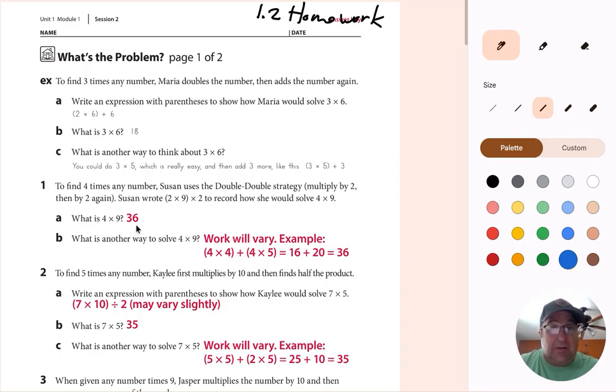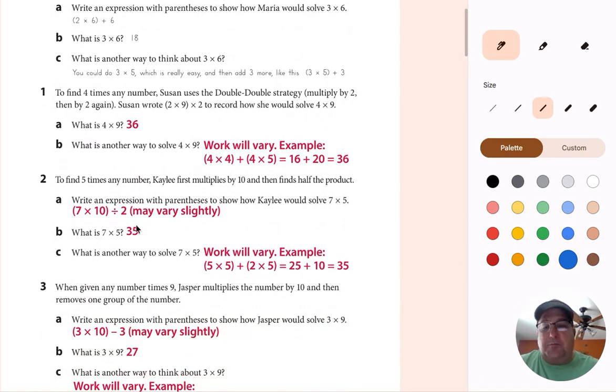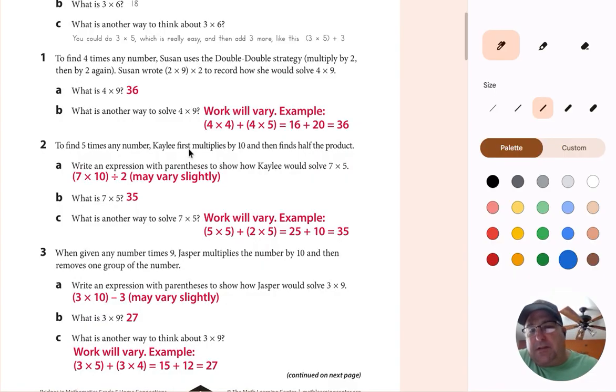The key is as long as we have a strategy. Number 2, to find 5 times a number, Kaylee multiplies by 10 and cuts it in half. Again, we talked about that in our notes. So for this one on A, it says write an expression with parentheses to show how she would solve it.